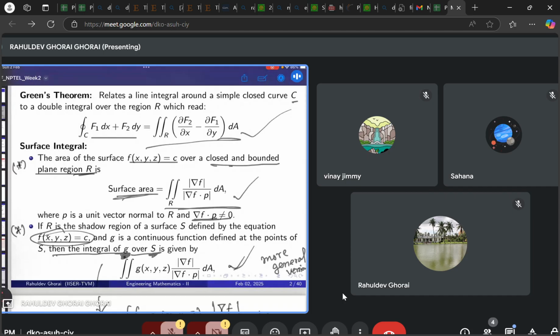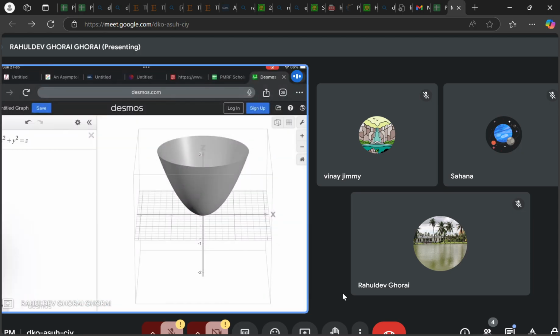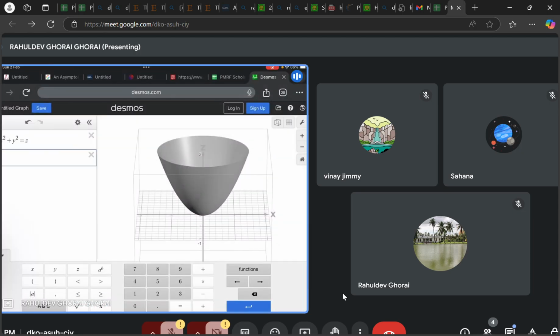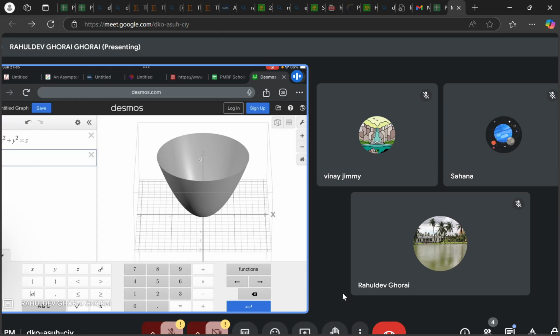How will you do that? So here you have this, but the projection of this x square plus y square equal to z, and if it is up to z equal to 2 or something, some such thing, then you can put x to the power 2.